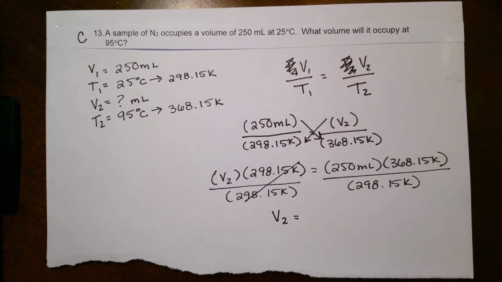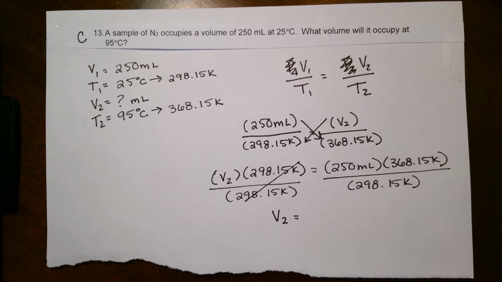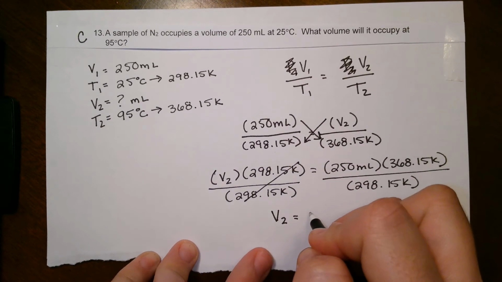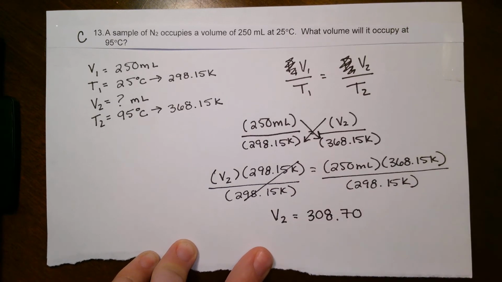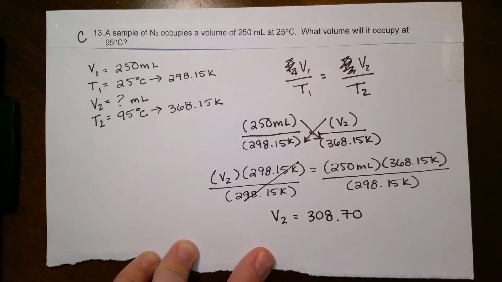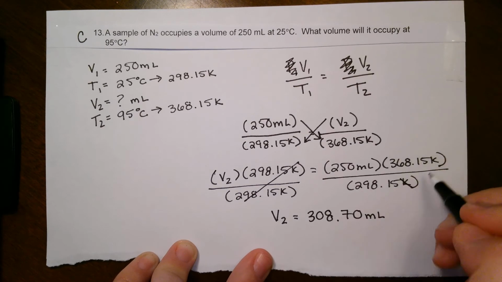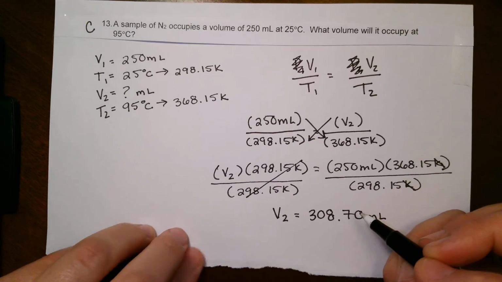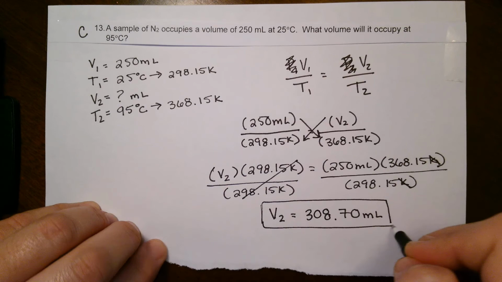250 times 368.15 divided by 298.15, and we get that the second volume, the final volume, is 308.70. For the units, again, we said from the beginning, since we were plugging in milliliters, that we would be getting milliliters out. The other way to know this is that our unit for temperature cancels, Kelvin to Kelvin, so the only unit left at the end of this is milliliters, giving our answer 308.70 milliliters.